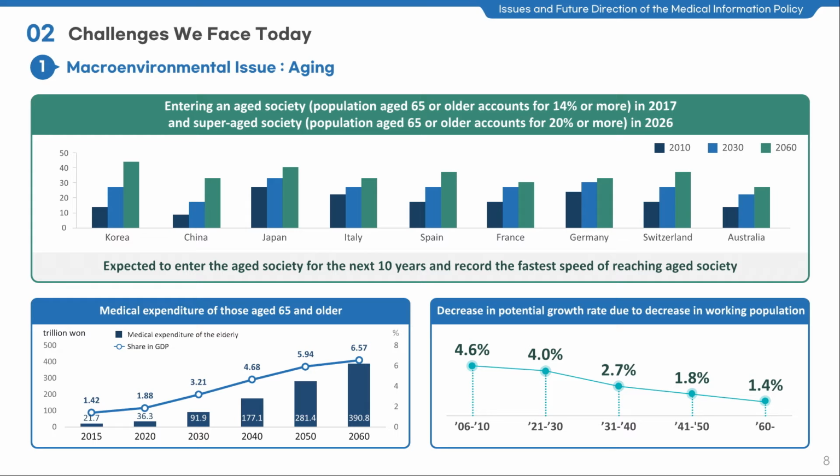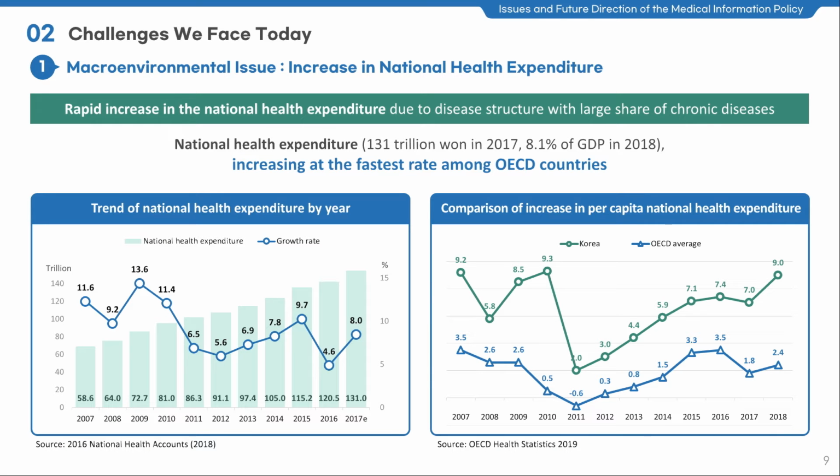The biggest macro and environmental issues today are population aging. Korea is one of the fastest aging societies in the world, and this has increased medical expenditures. This is closely related to the decline of workforce populations. Older people over the age of 65 need more hospital care than younger people under the age of 65.